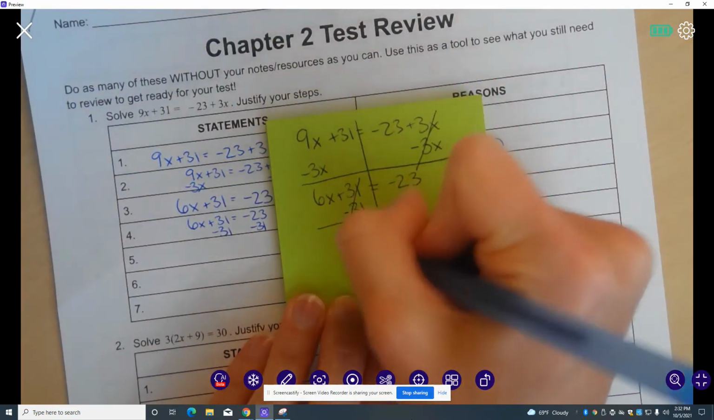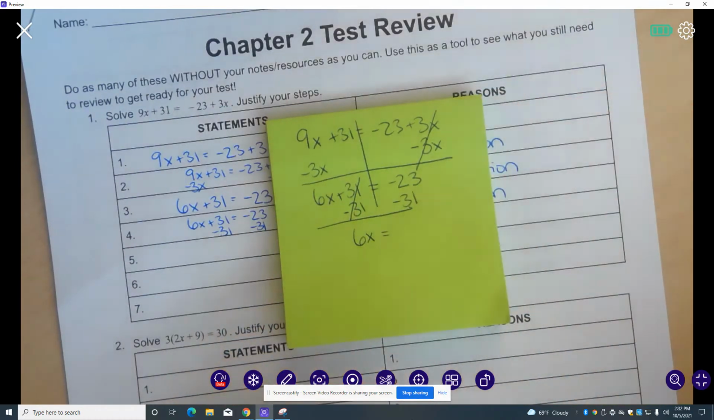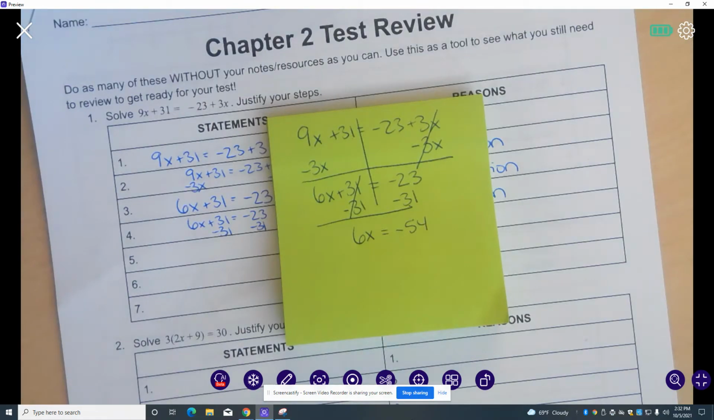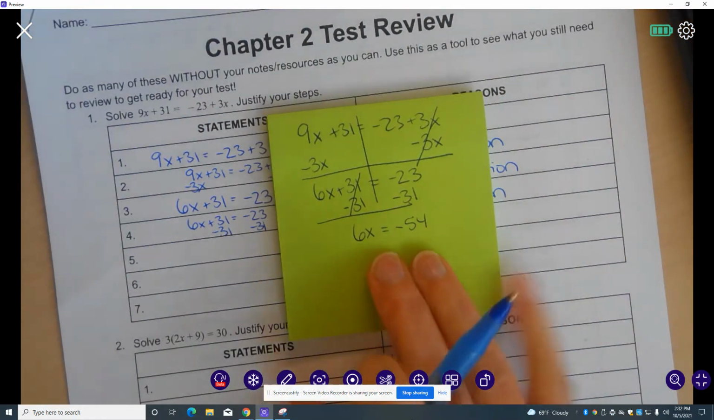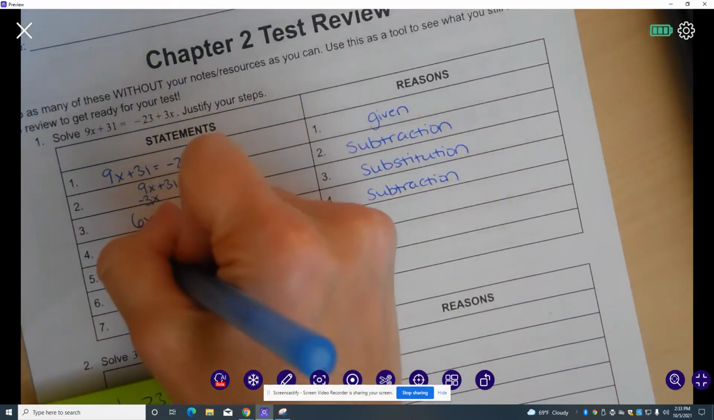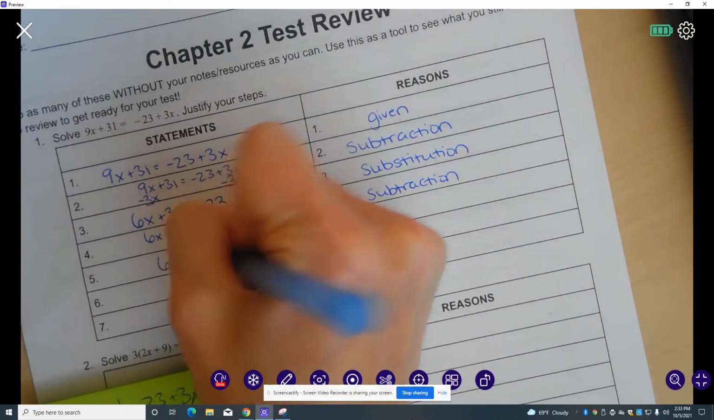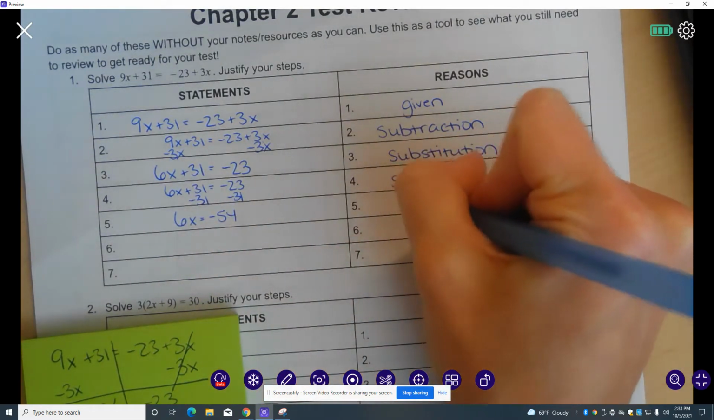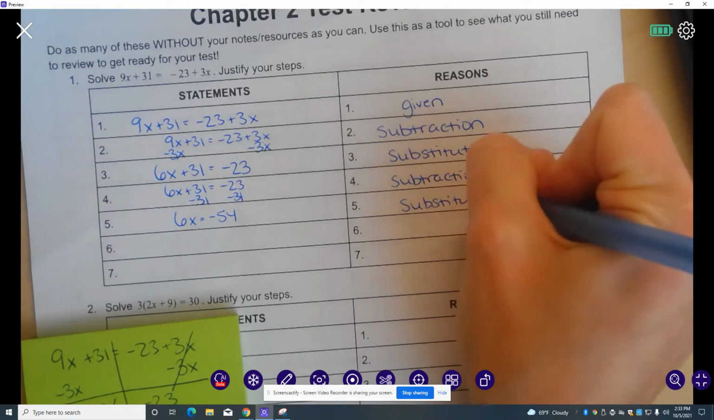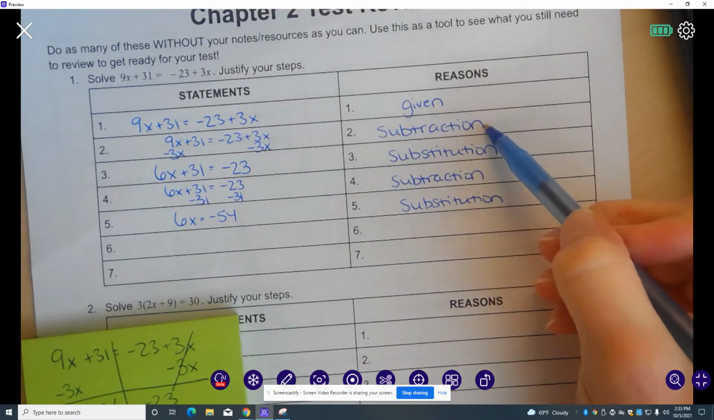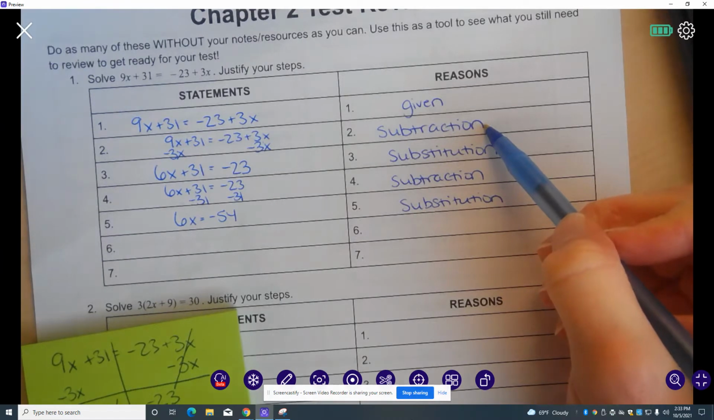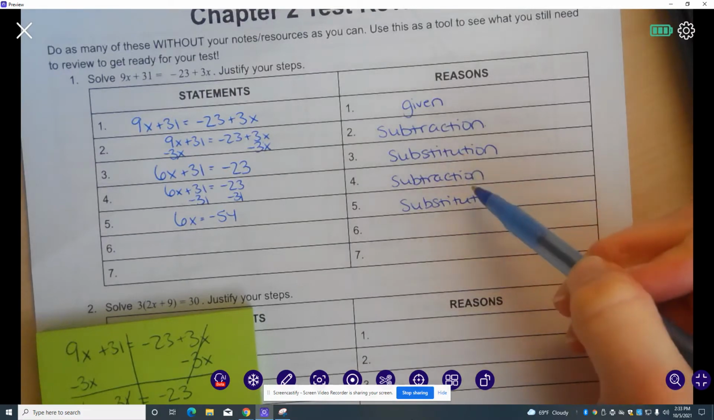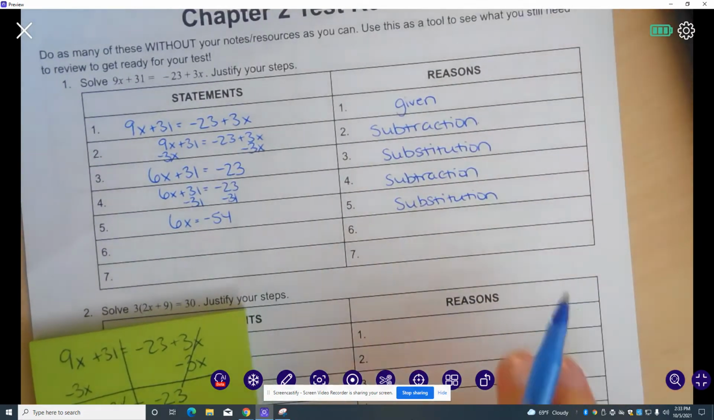Now I'm ready to cancel, simplify to get my new equation. Okay. So 6x equals negative 54. Anytime you cancel, simplify to get a new equation, you are using substitution. Notice that pattern. After a subtraction or addition or multiplication or division, you will always have a substitution right after it. You're always going to have a substitution right after it.